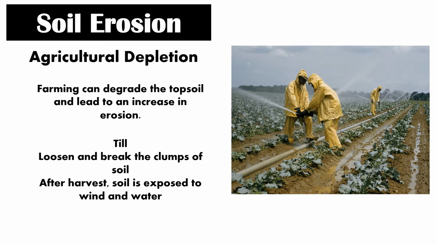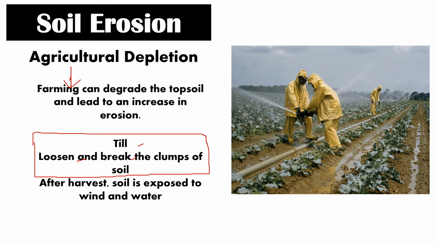First human activity is agricultural depletion. So agricultural depletion involves all things included in your farming. Farming can degrade the topsoil and lead to an increase in erosion. Why? Because you need to till, loosen, and break the clumps of soil. While you are tilling, loosening, and breaking the clumps of soil, of course, it becomes easier to erode.